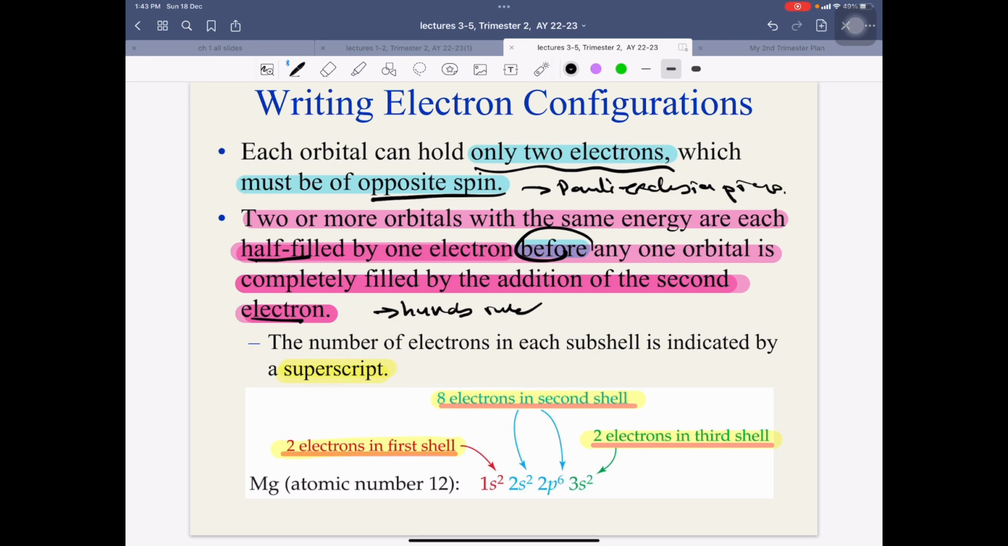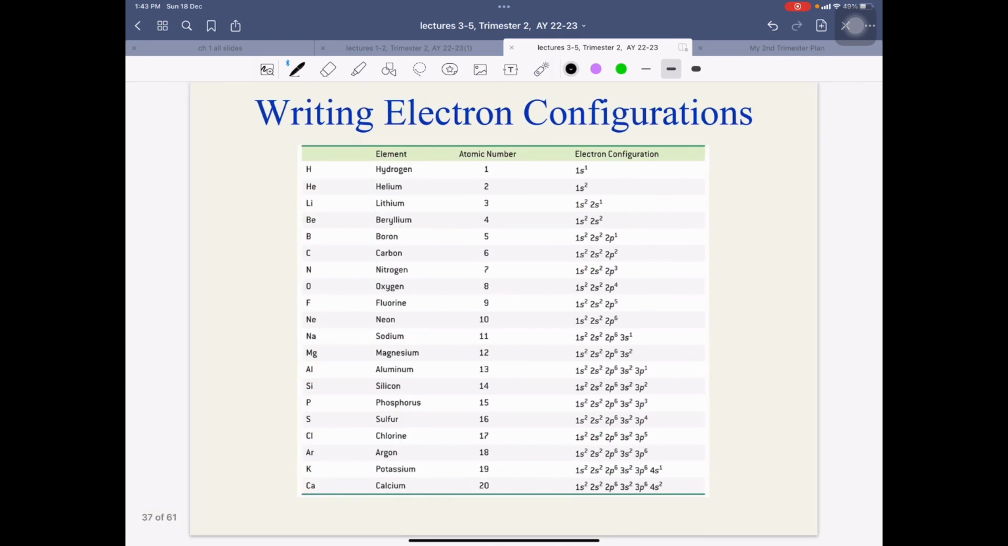Okay. The number of electrons in each subshell is indicated by a superscript. إيش قصدي بالسوبرسكريبت؟ النمبر اللي فوق. Okay, so عندنا 2 electrons in first shell, 8 electrons in second shell, 2 electrons in the third shell. After that, we have هنا electron configurations حقتهم. مو لازم نحفظها، إحنا نقدر نعرف كيف نحلها.